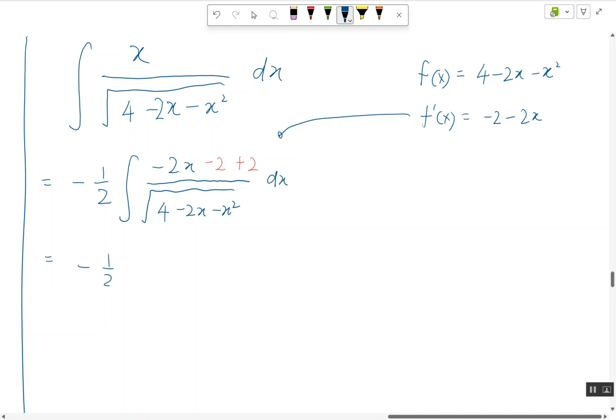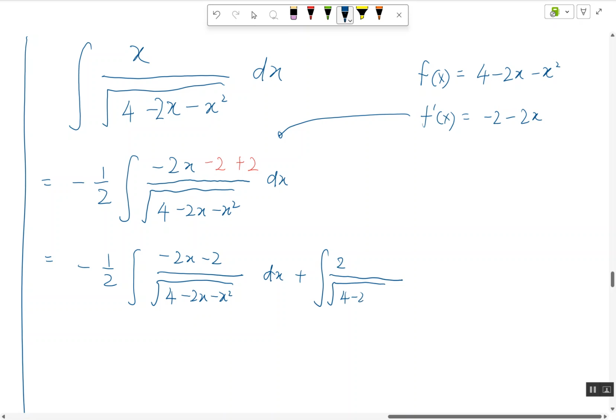This is called a zero sum to make the two things equal. Why do I have to do that? It's so that I can force the f prime x to be on top. Then I will have a plus 2 integral of 2 over square root 4 minus 2x minus x square dx over here.